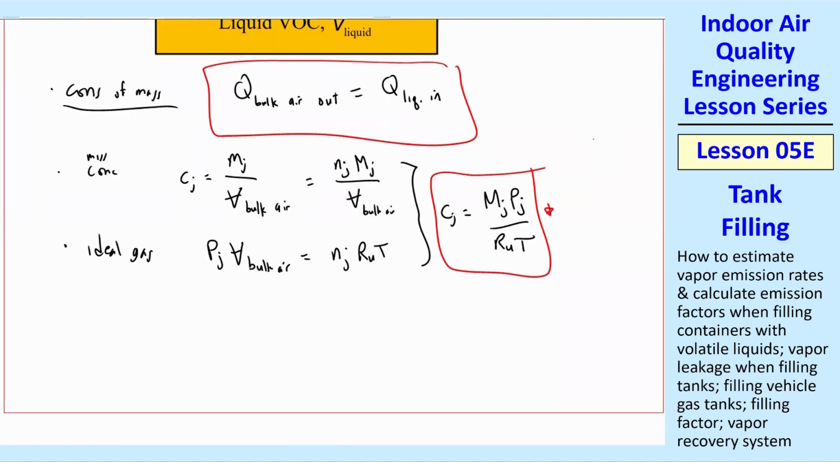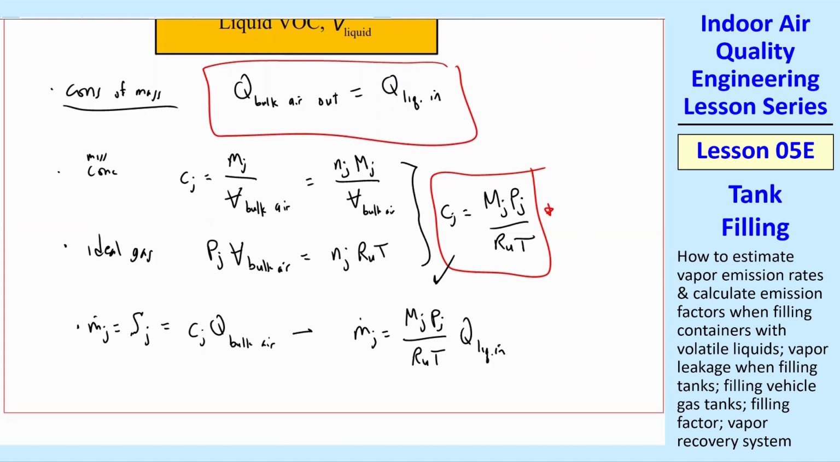And finally then, m dot J, or capital SJ, is, as I said above, CJ times Q of the bulk air. So we can write then m dot J is equal to, putting this into that equation, capital MJ PJ over RUT times Q liquid in. And that's one final equation that we get from this to give us everything we need to figure out what m dot J is, or the source strength, due to evaporation when you're filling a tank.